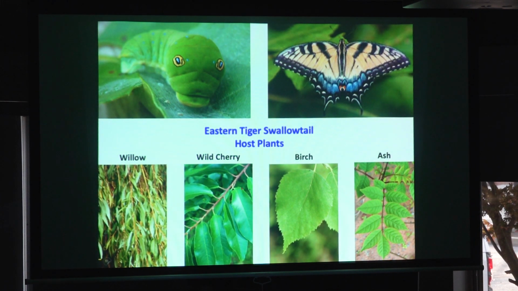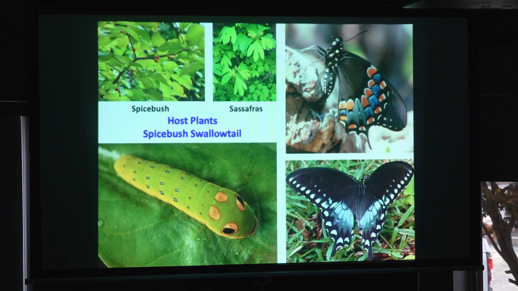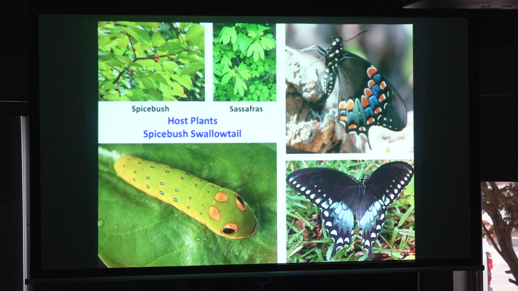And let's consider what kinds of leaves different butterflies require. Eastern tiger has these, the cute butterfly, the larva rather, the caterpillar with its fake eyes. It's amazing what nature does, right? It's all about intimidating the predator to have fake eyes, right? So willow, wild cherry, birch, and ash are all hosts for the eastern tiger. Spicebush and sassafras are the only two possible leaves that the spicebush swallowtail caterpillar can eat.